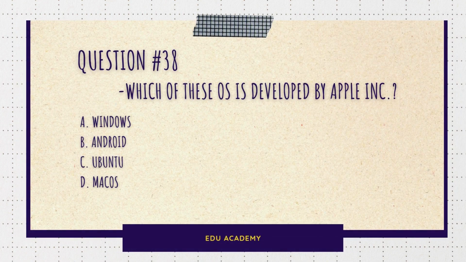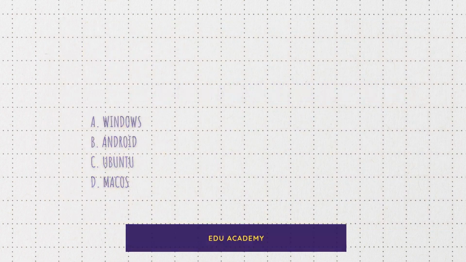Question 38. Which of these operating systems is developed by Apple Inc.? A. Windows, B. Android, C. Ubuntu, D. Mac OS. You have 10 seconds to answer.